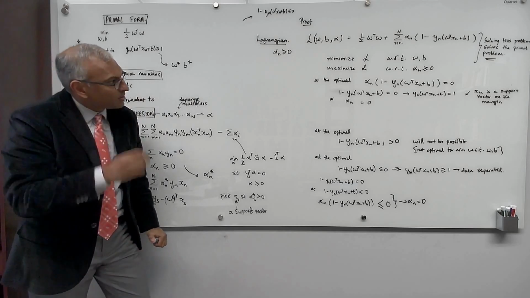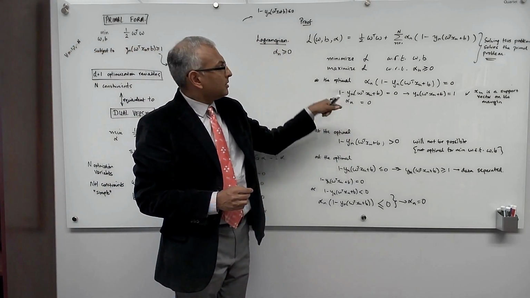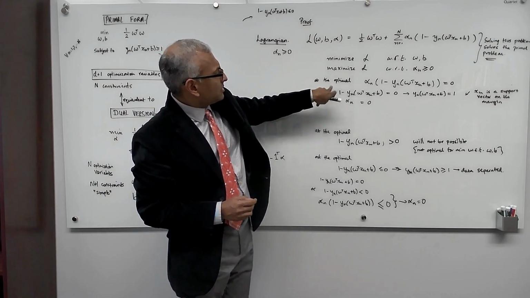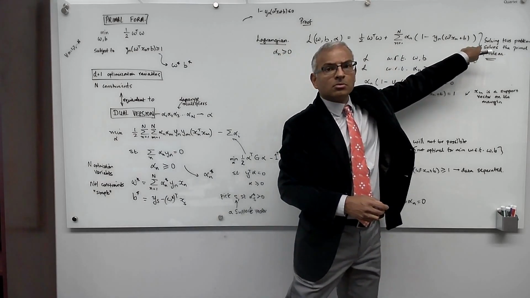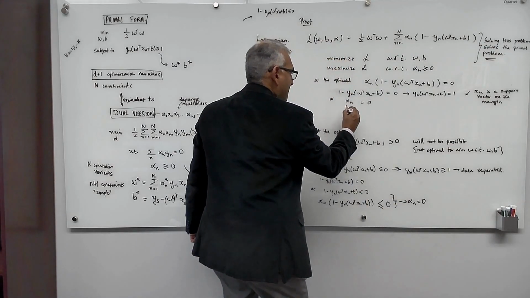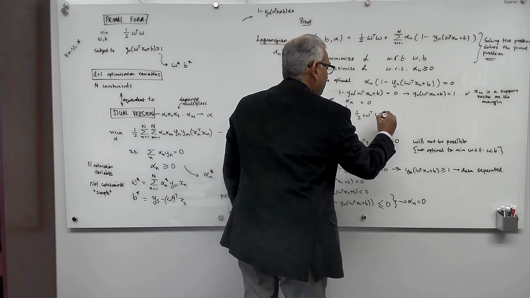And at the optimal, the KKT condition that this is equal to 0 means that this term is 0. And so the Lagrangian L star is equal to 1/2 w transpose w.